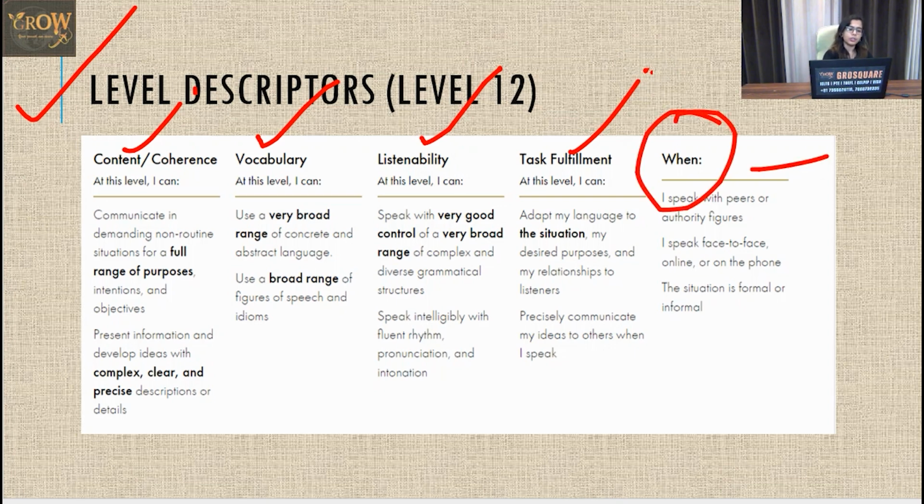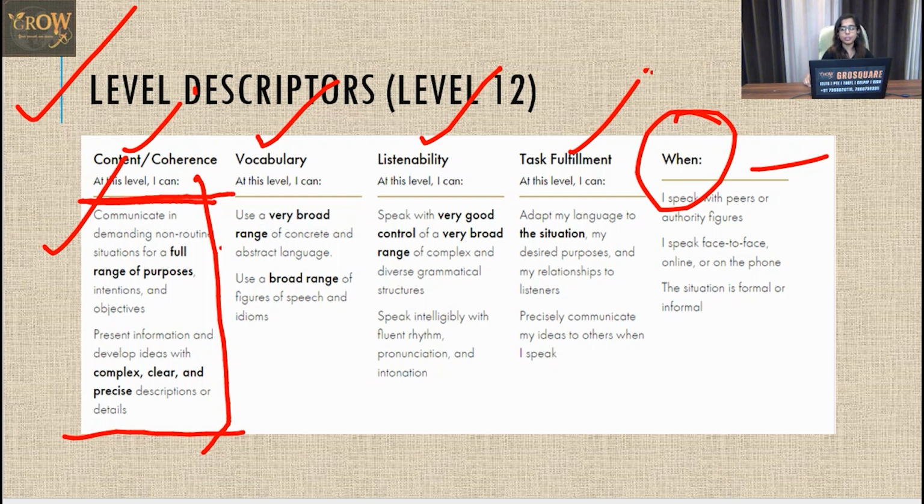So what is content and coherence? If you want to get 12 out of 12 in your CELPIP, at this level you need to communicate in demanding known routine situations for a full range of purposes, intentions and objectives, present information and develop ideas with complex, clear and precise descriptions or details. That means you should be communicating in English so that you can connect your ideas. There should be a full range of purposes, sufficient reasons.